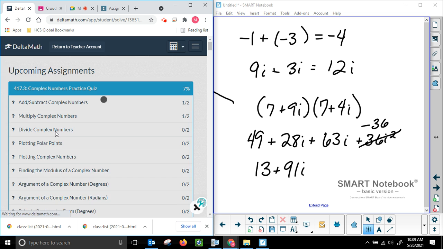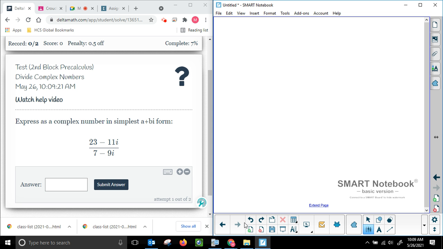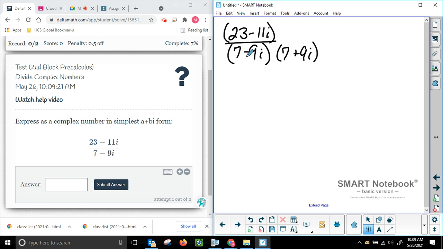Okay, so now we'll go to dividing complex numbers. We do want to be careful with division here. So we have 23 minus 11i over 7 minus 9i. Remember the trick to dividing numbers in complex: all we have to do is multiply both the numerator and denominator by the complex conjugate of the denominator. So in this case, 7 plus 9i. All you do is change the sign in the middle. Some people like to negate the whole thing. Please don't. That's not what we do.